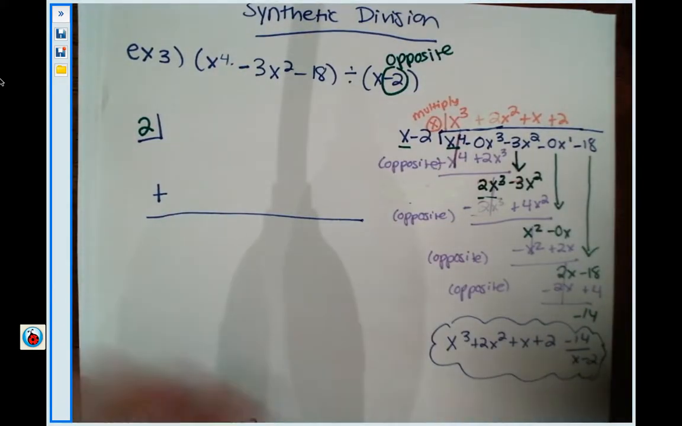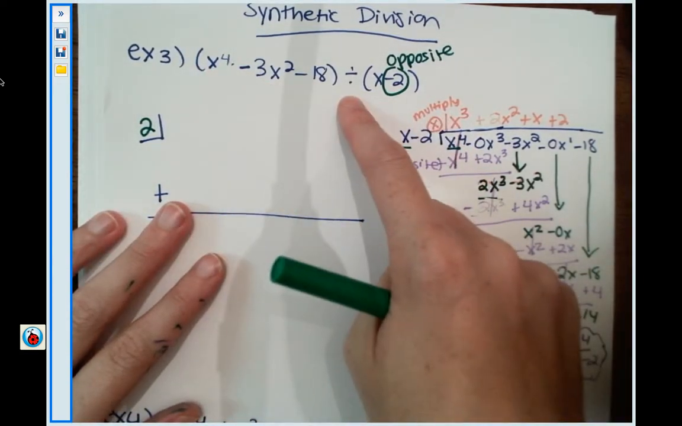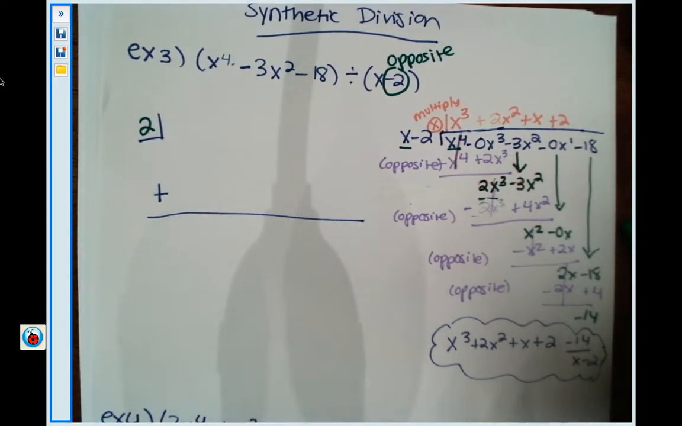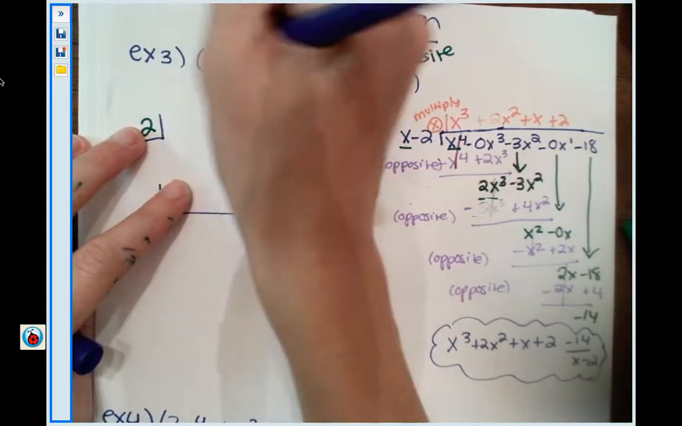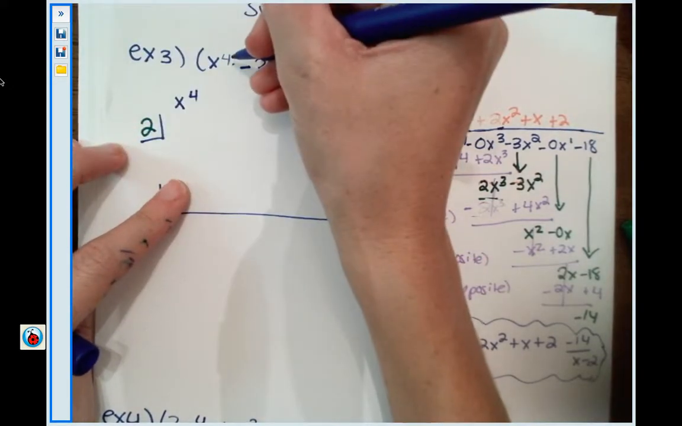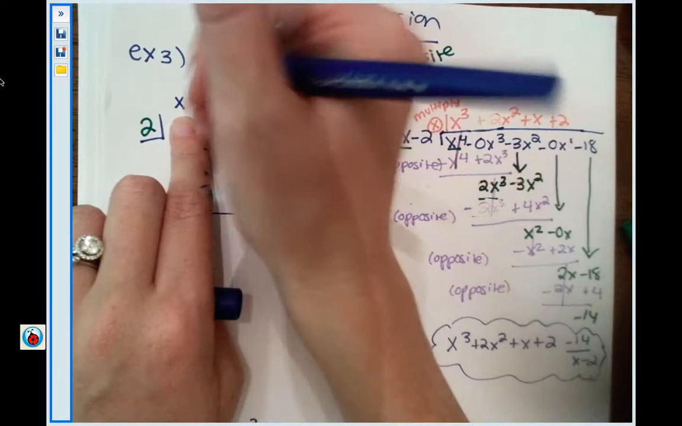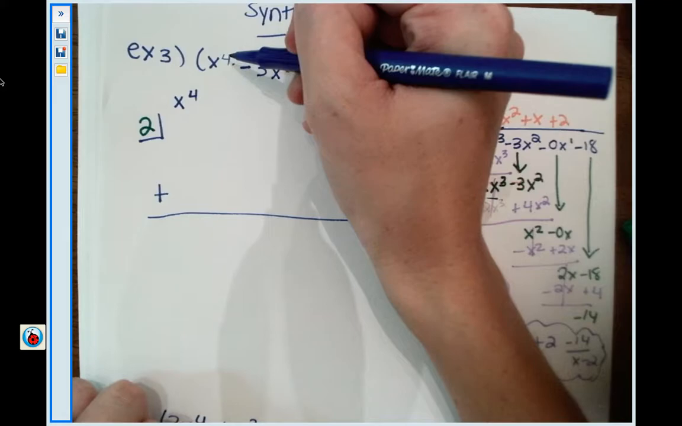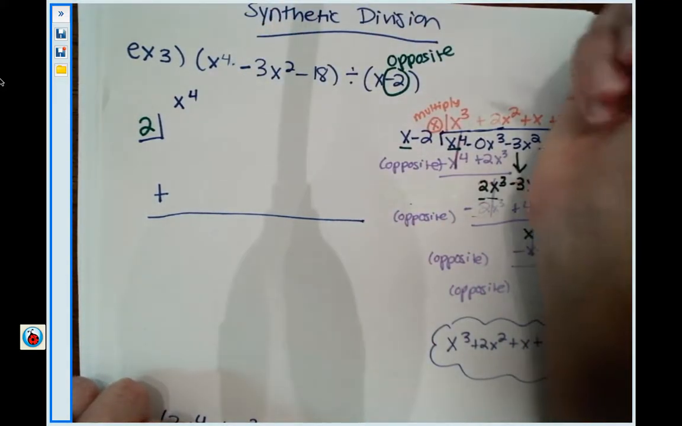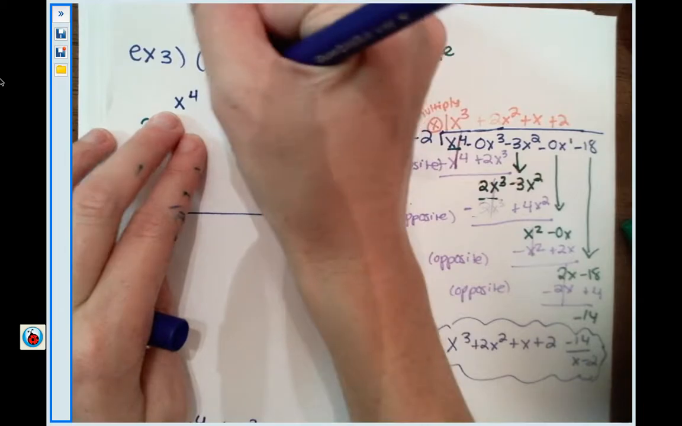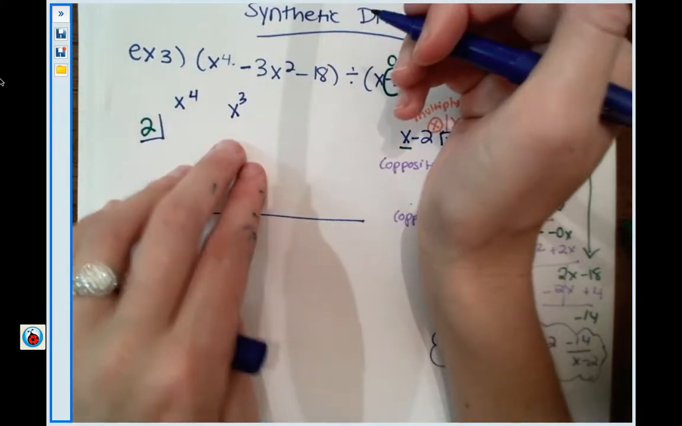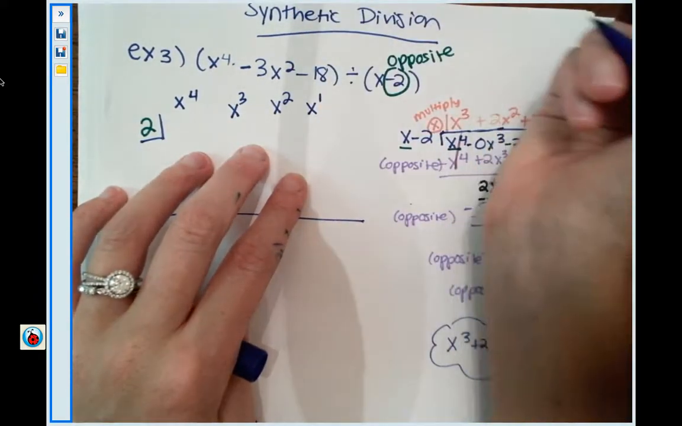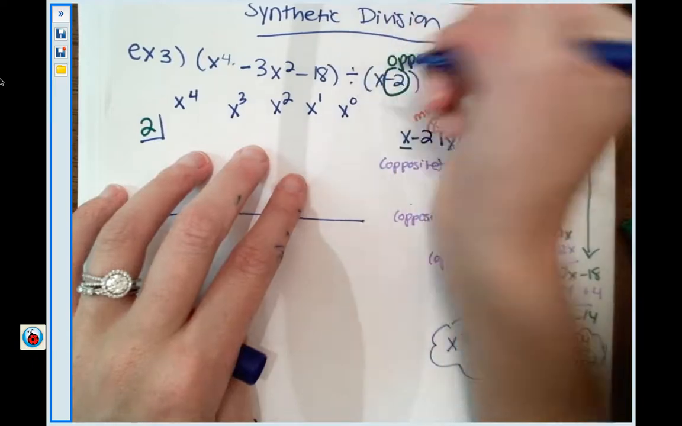Then we're going to write the coefficients of all the terms of the dividend across the top. We should have one for every exponent starting at x to the fourth. So our highest exponent is x to the fourth, so that's the first thing I'm going to write. We should have a coefficient for all the exponents starting with our highest exponent, and we should go down by 1 each time. So I have x to the fourth, 1 less than x to the fourth is x to the third, 1 less than x to the third is x squared, 1 less than x squared is x to the first, and 1 less than x to the first is x to the 0.